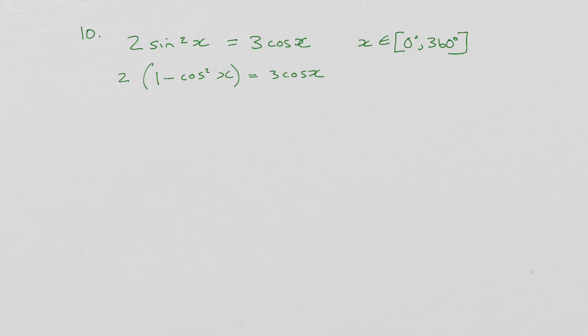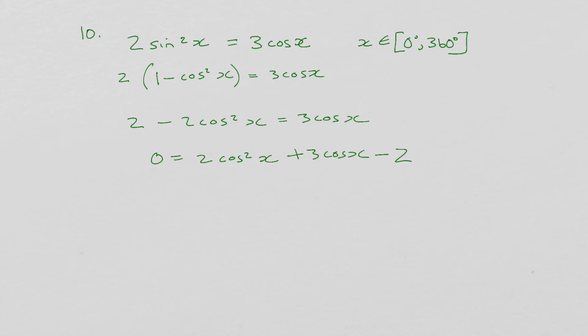And now if you start to look at what you have, you are heading towards a trinomial. So this is 2 minus 2 cosine squared x equals 3 cosine x. I'm going to move everything across onto the other side, because you don't want your term with a square to be negative. And then I've got plus 3 cosine x, and then I've got minus 2. So you are just going to be factorizing that. That's a dead straightforward trinomial.